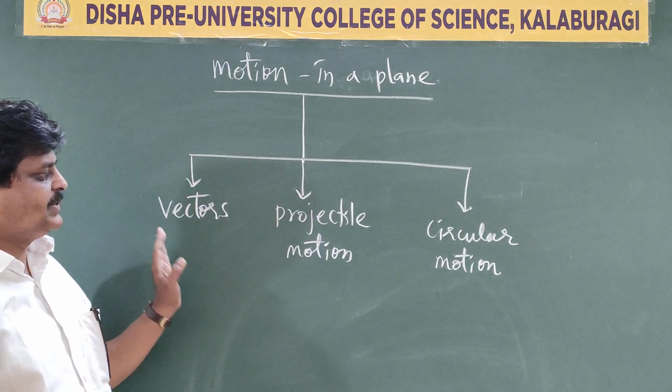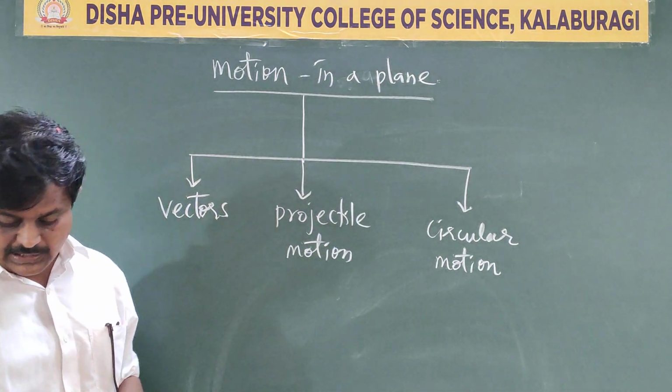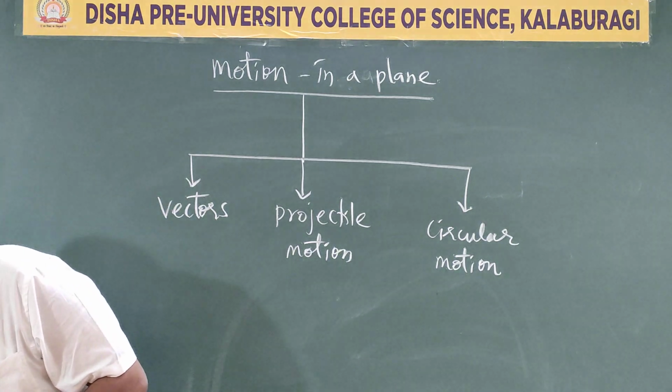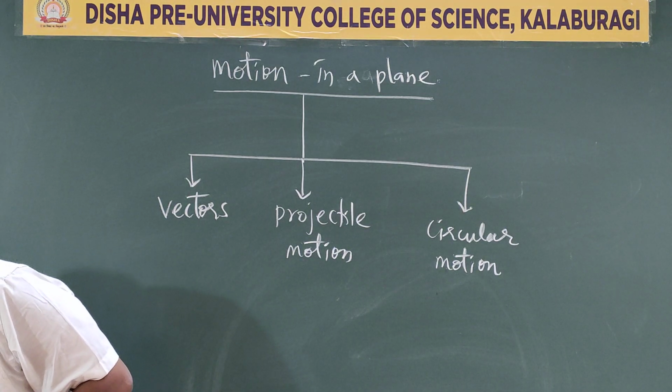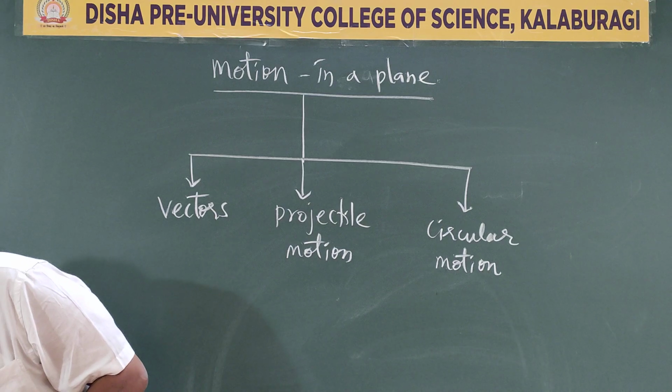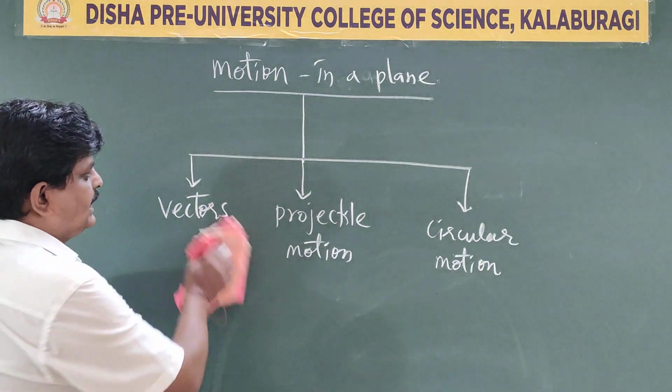So the chapter includes these articles. That is, scalar and vector concept. Second one is projectile motion. Third one is circular motion.